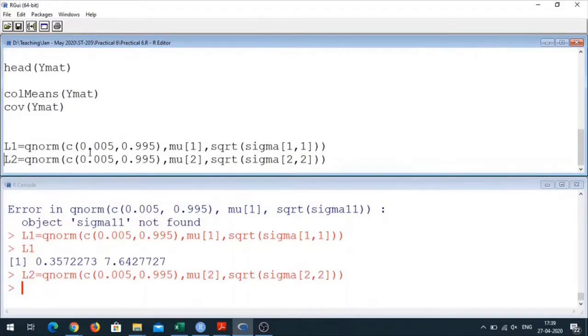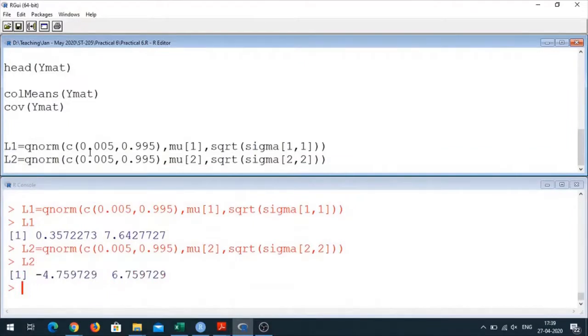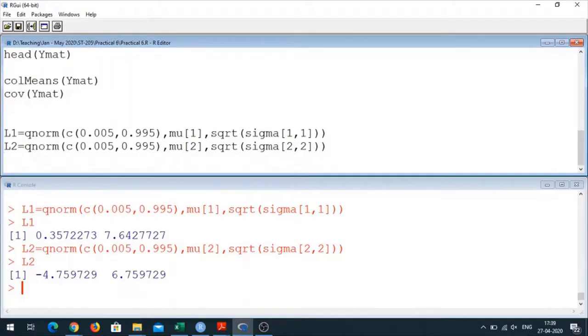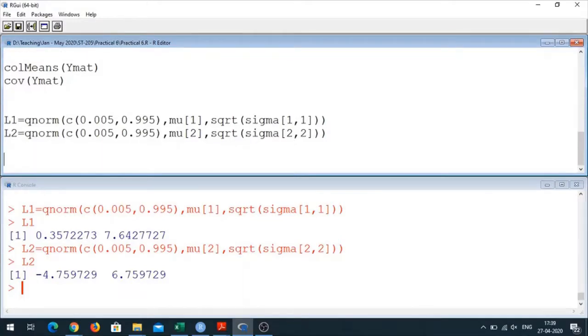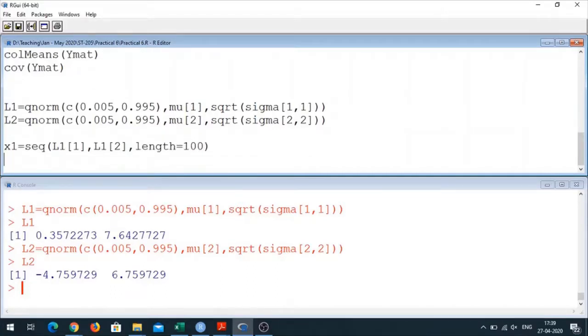L2 turns out to be this. Now I want to take equidistant points from these. So x1 be a sequence from L11 to L12 of size 100. I take 100 points.